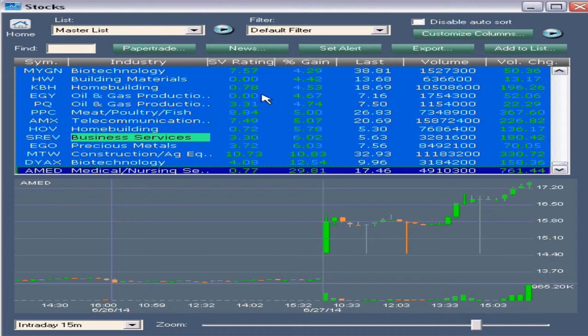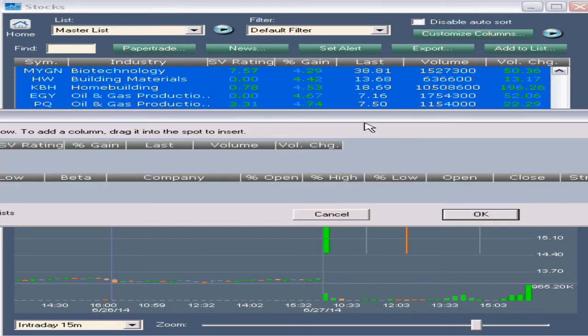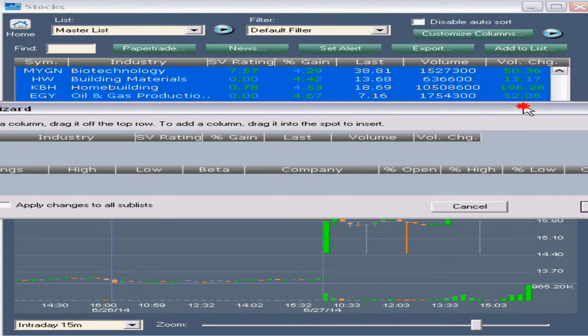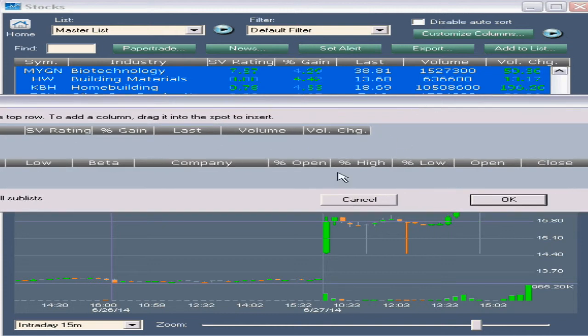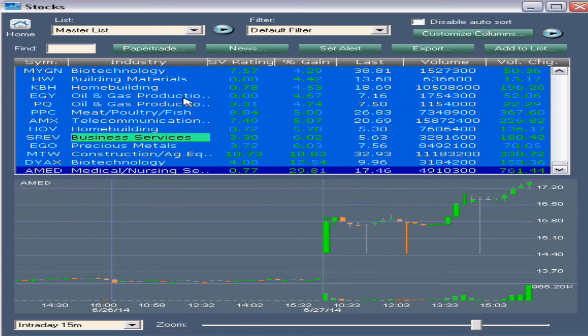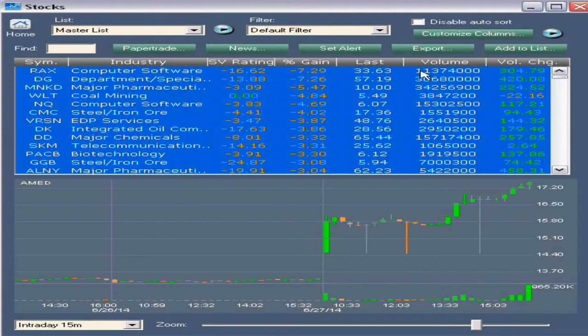All right, now you can customize these columns by clicking Customize Columns. And by doing that, you can drag things around and so on. But I'll take that up in a different video. The way you use this window is this just gives you some clues as to looking for trades. You can sort them or screen them in different ways, and I'll give you some examples.